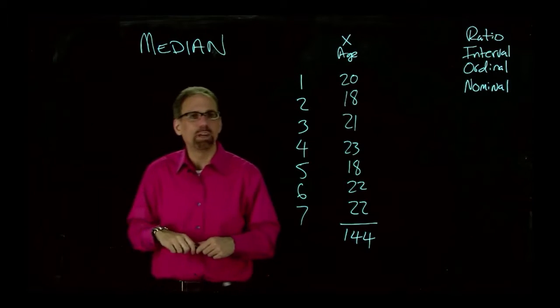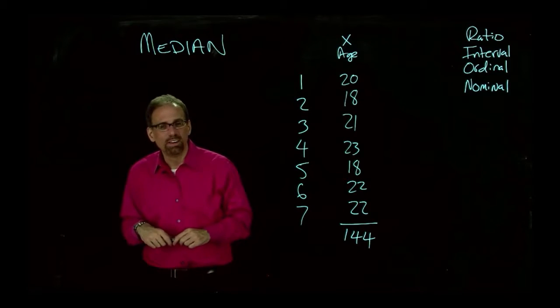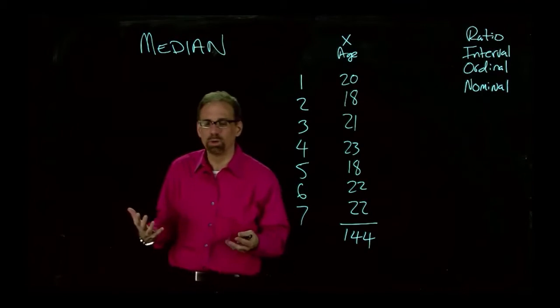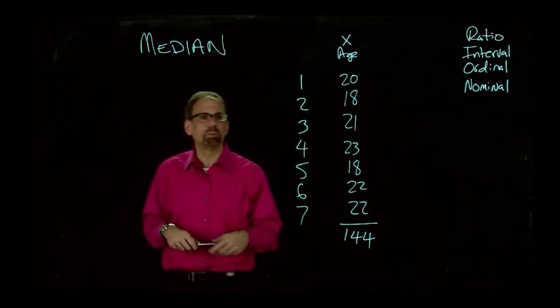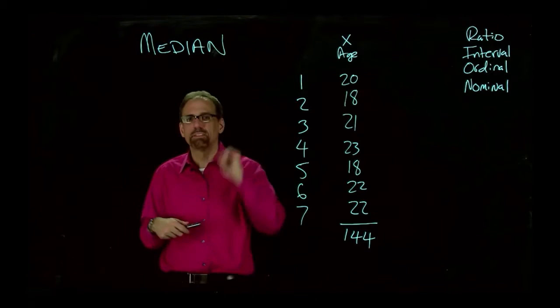So how do we do that? Well, if the number of cases is odd, it's very simple. If there's 5 cases or 7 cases or 101 cases, okay, it's very simple. You just put them in order, and then there's going to be one of them that's going to be in the middle, and that's the median.